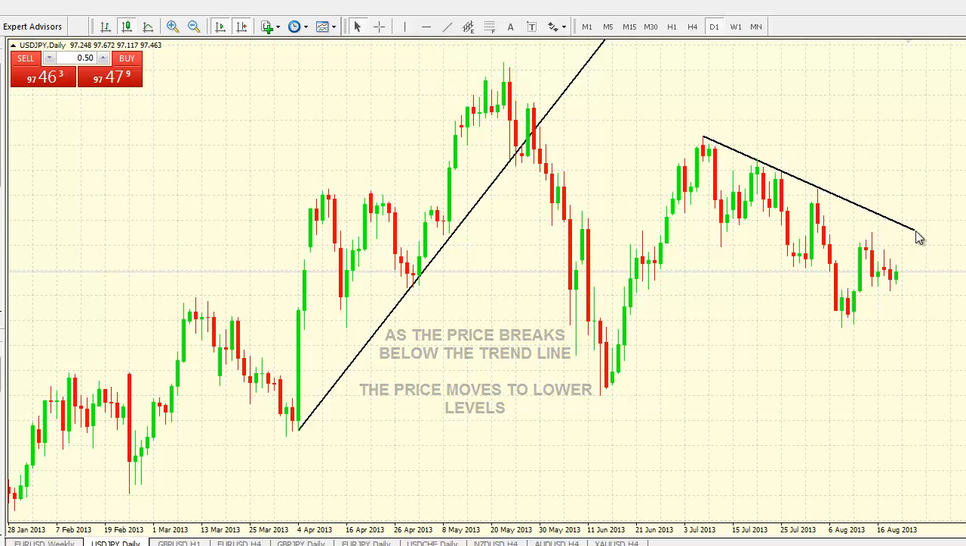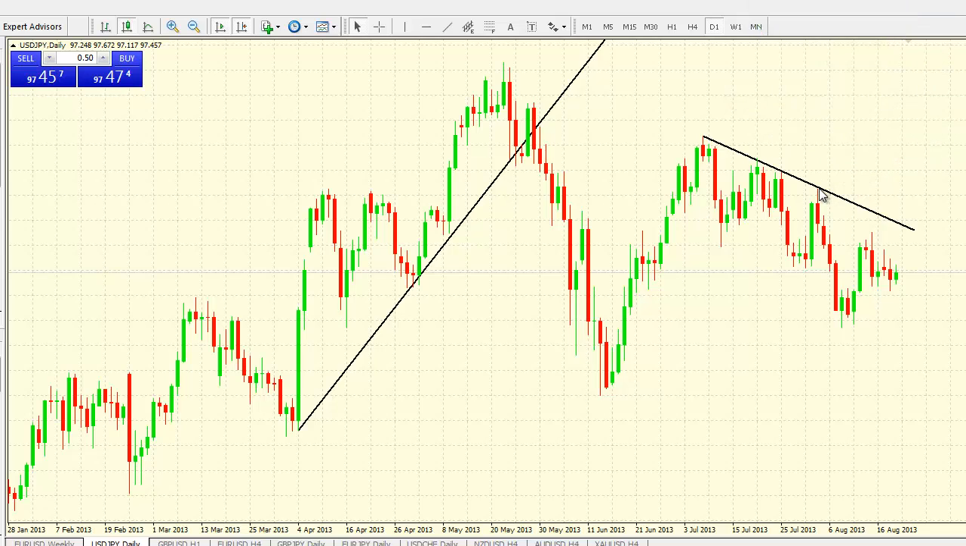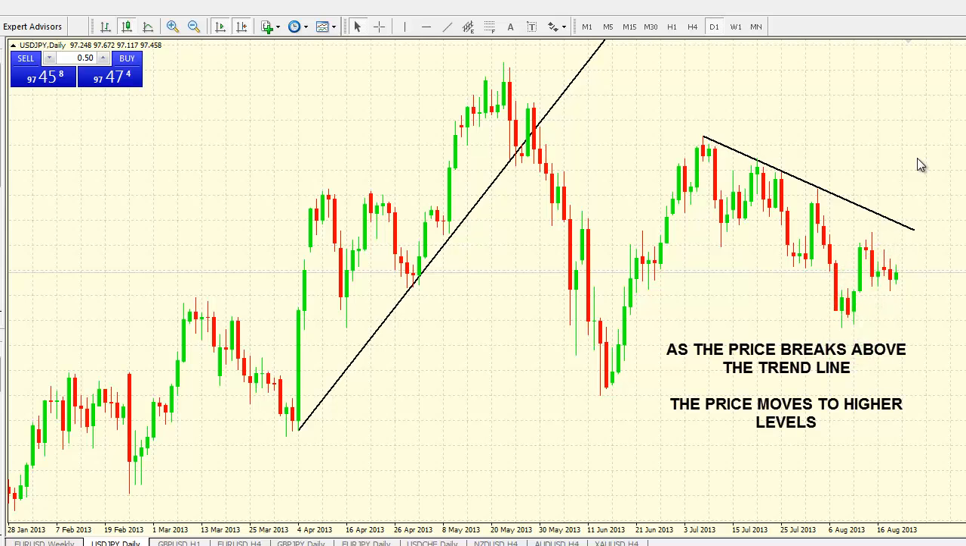Similarly, over here, for this downtrend line, the slope is negative, indicative of a descending price move. This downtrend line is acting as the overhead resistance, as we can see that at these points the price tried to break above this trend line but failed to do so. If the price trends up towards this downtrend line and breaks above it, it would signal a reversal in the price direction towards higher price levels.